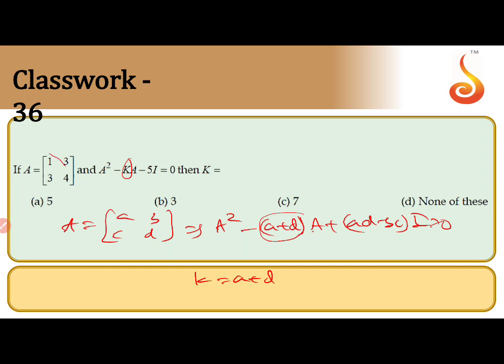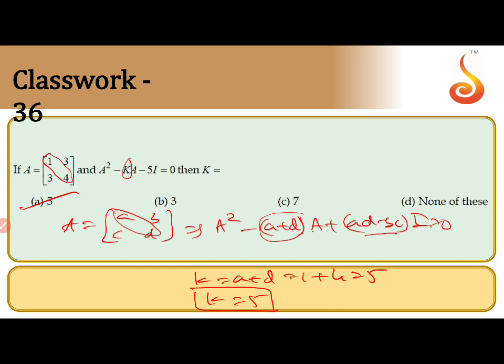So A plus D means the sum of the principal diagonal elements. This is the matrix with entries A, B, C, D. A plus D means the corners, that is 1 plus 4. What is the answer here? 5. So K equal to 5 is the answer. I hope this one is clear.